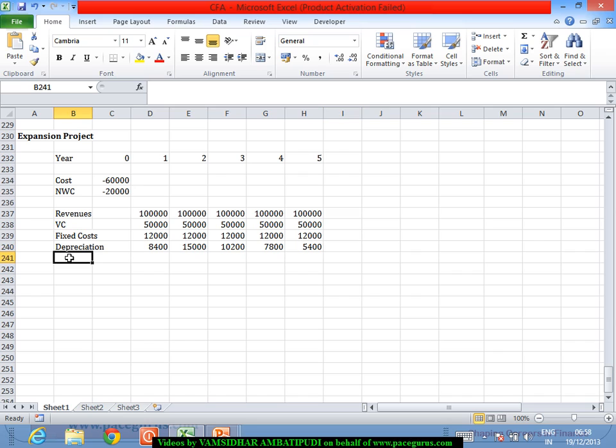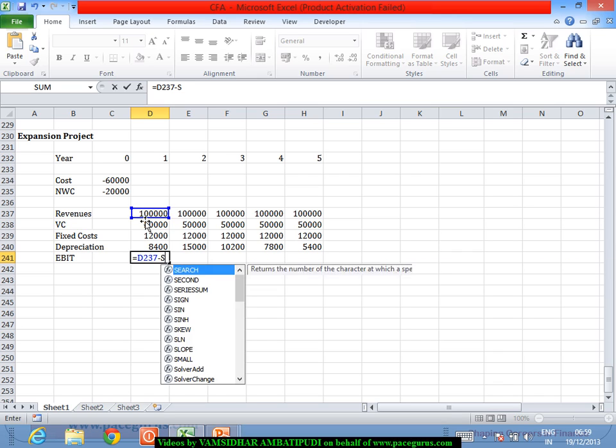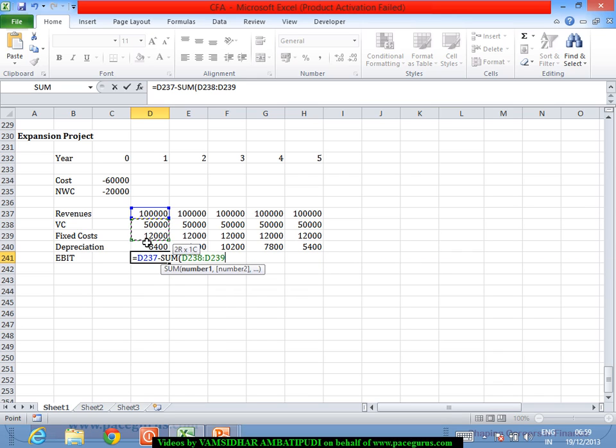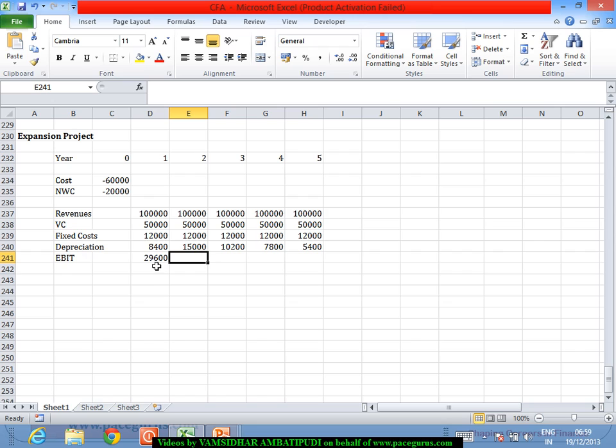So once I do all these things, I get my EBIT. For each of the years, I'll get my EBIT as the revenues minus all these expenses put together. So this is what is resulting in the EBIT for the project for the next 5 years.